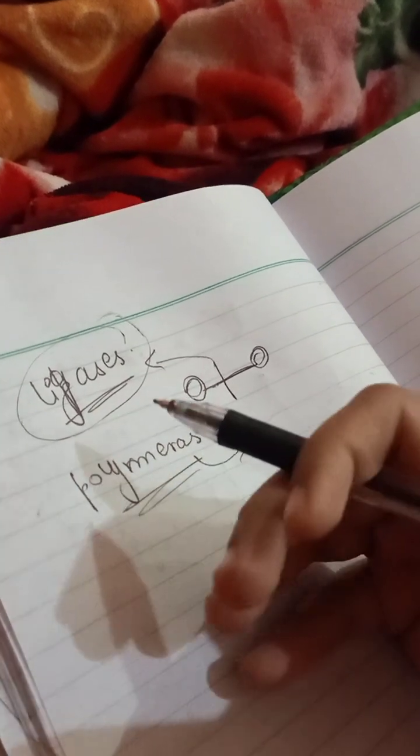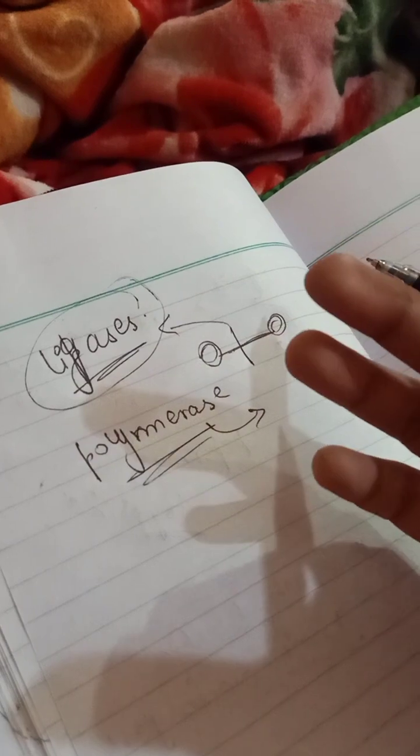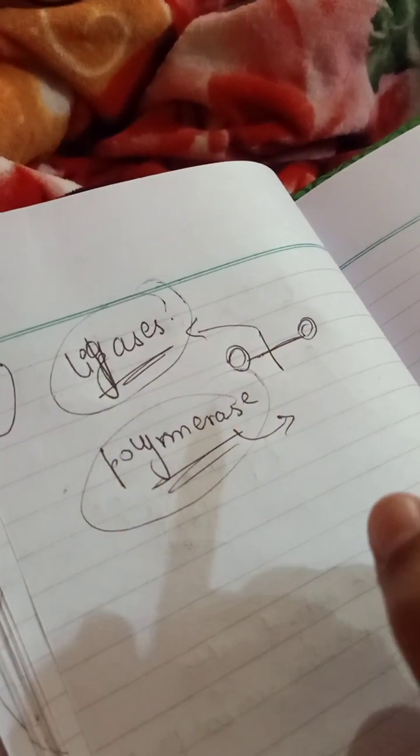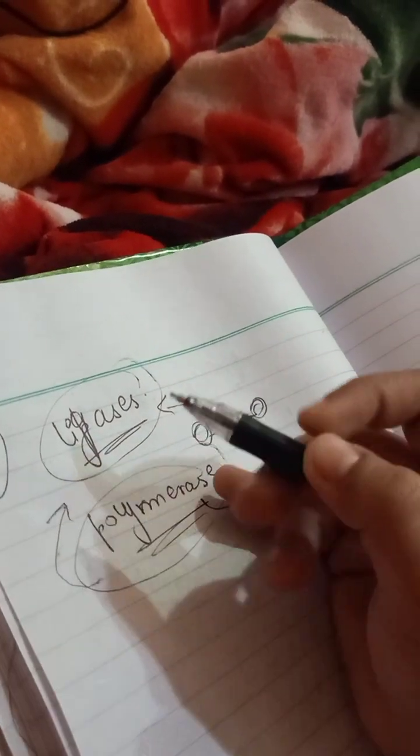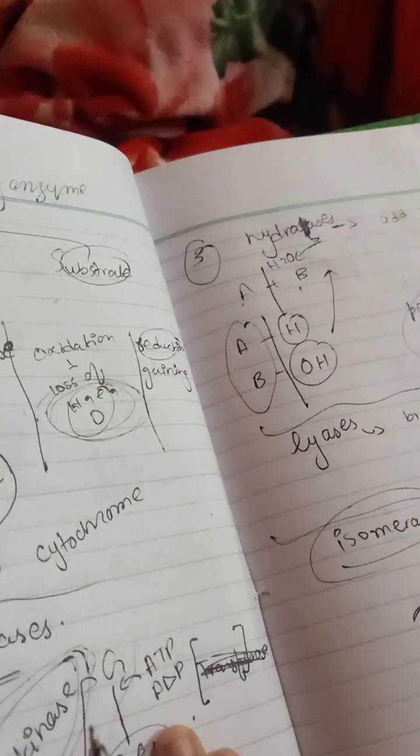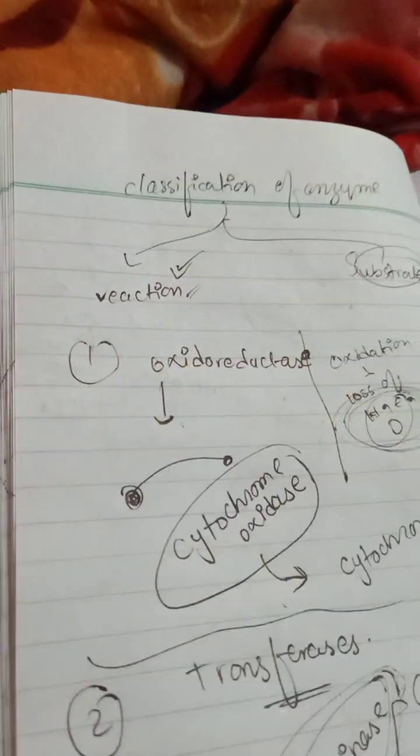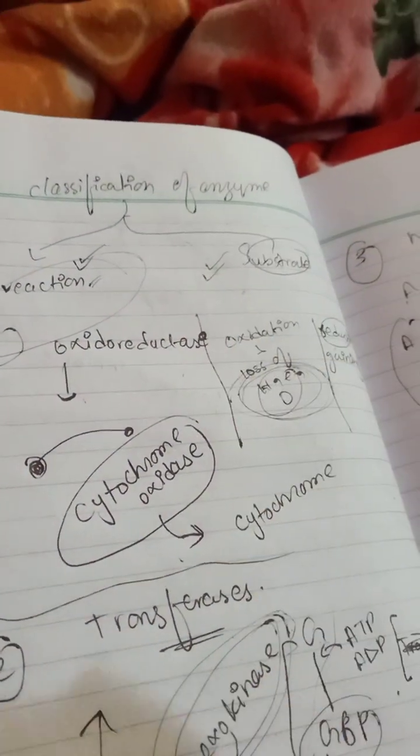It is responsible for linking monomers into polymers, such as DNA and RNA. These enzymes link two molecules together and make a product, so polymerase belongs to the ligases group. So this was the classification by reaction type, with six groups. Today we discussed the reaction type, and in the next video we will discuss the substrate type.